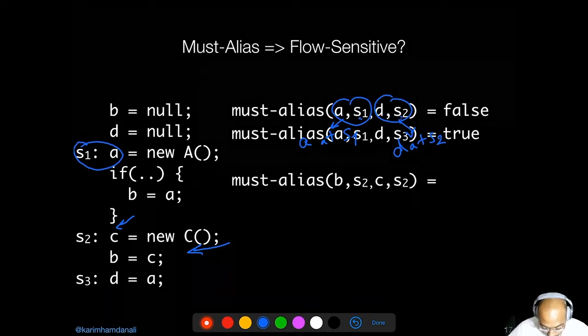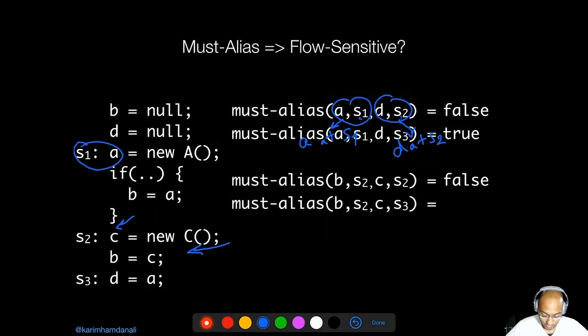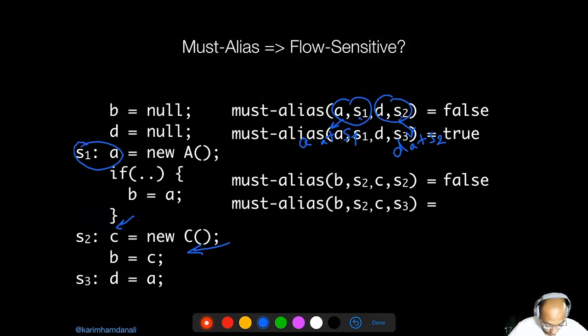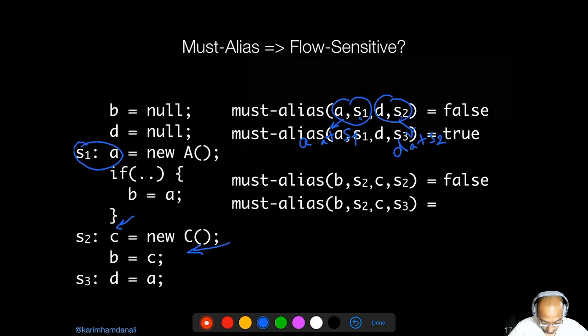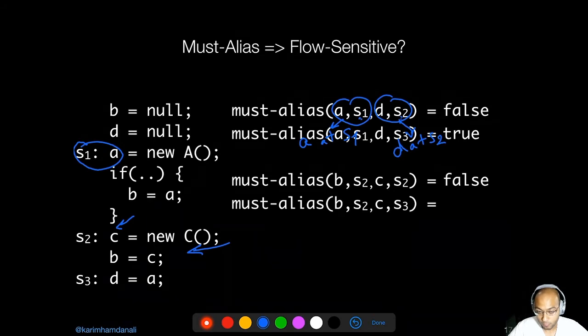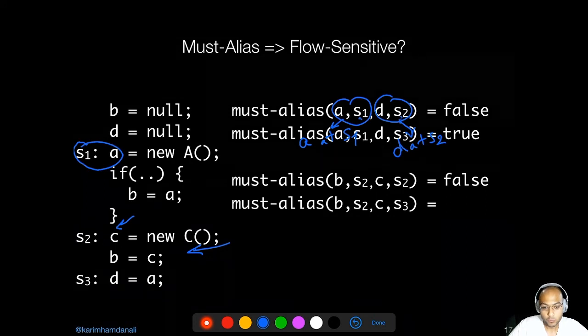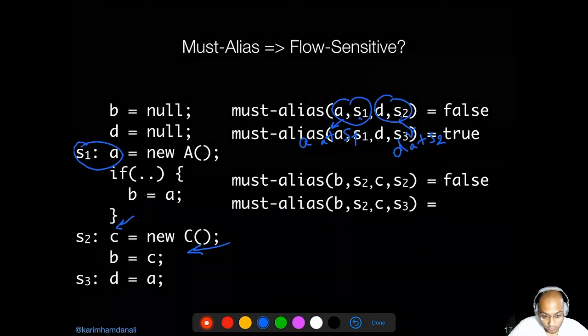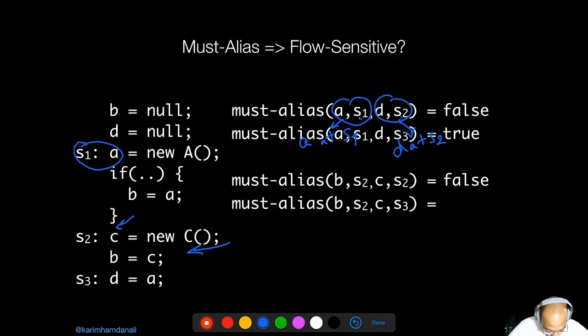What about this statement here? Or this query, sorry. Must alias B at S2 and C at S3. Is that going to be true or false? False. Why? Two falses. Why is that? C at S3 is equal to C at S2. Yes. Then same reasoning as before. Right?